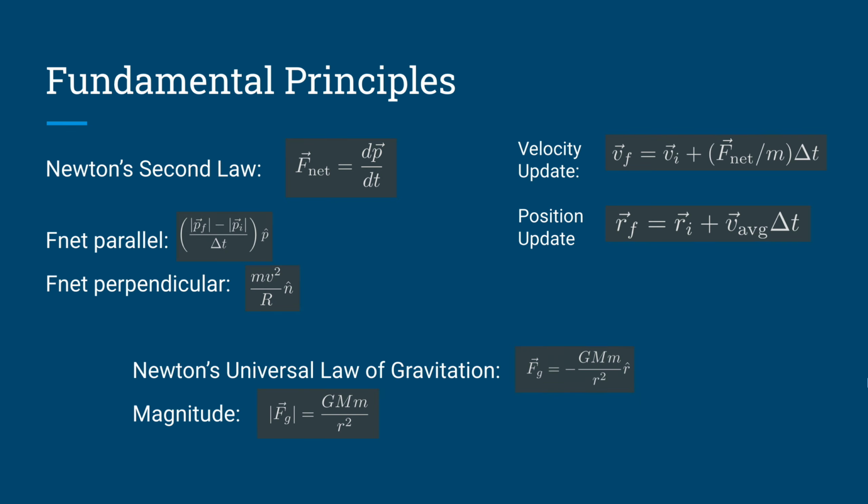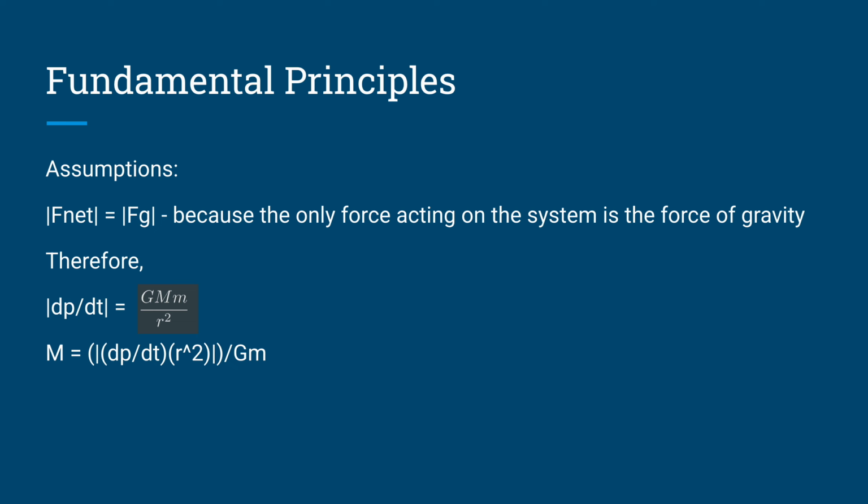So here are some fundamental principles. Newton's second law, F net equals dp dt. F net parallel and F net perpendicular were really important in this. Velocity update and position update, which I used in my code. Newton's universal law of gravitation and the magnitude were all super important.